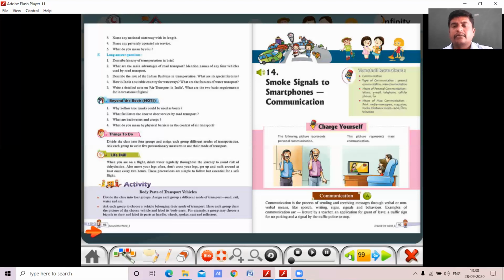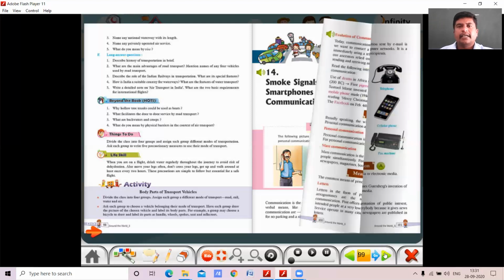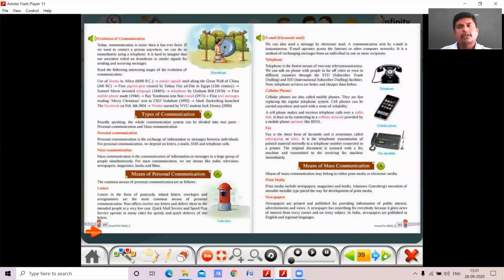A traffic sign for no parking. In front of the gate, the owner of the house pastes a written notice, no parking. Even at the signal, the traffic police fix parking signals. So communication is so important, right? How do we know the importance of communication? That is called the evolution of communication.